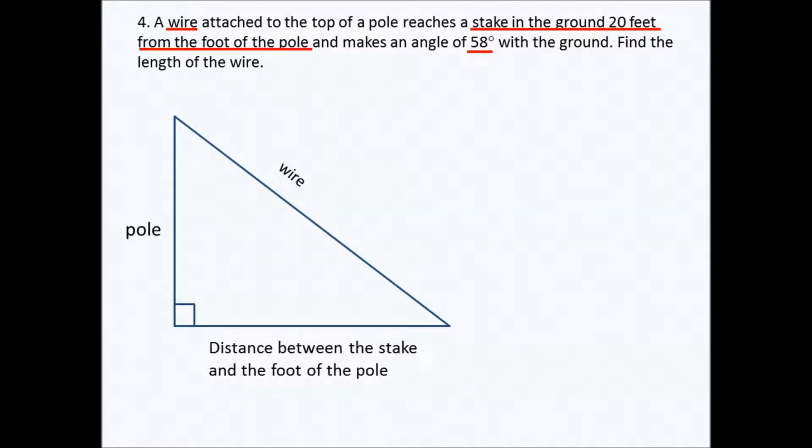We're told that there's an angle between the wire and the ground of 58 degrees. So we label that. We're also told that the distance between the stake and the foot of the pole is 20 feet. So we label that. Finally, we're asked to find the length of the wire. We're going to let X represent the length of the wire.